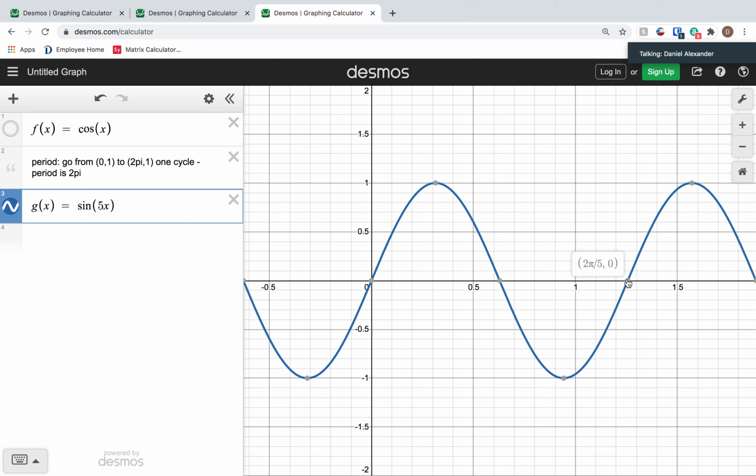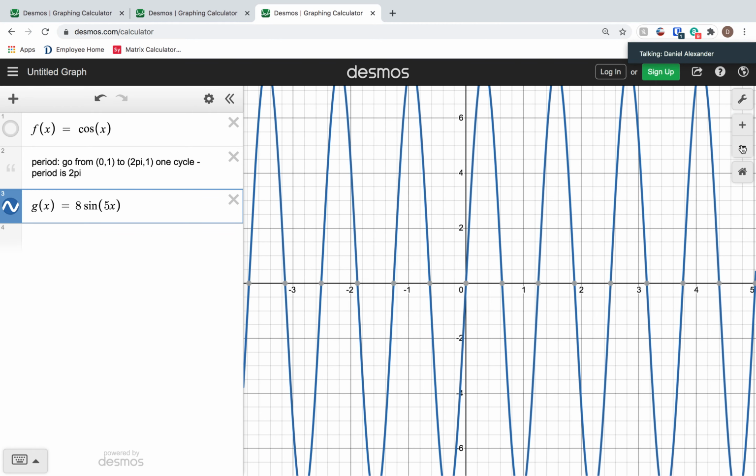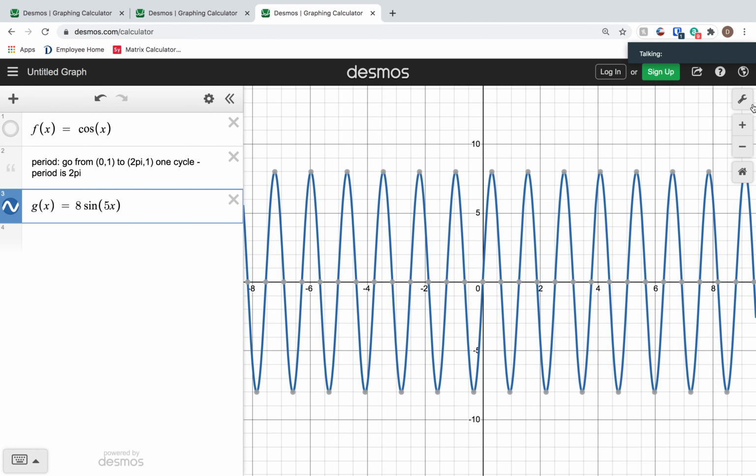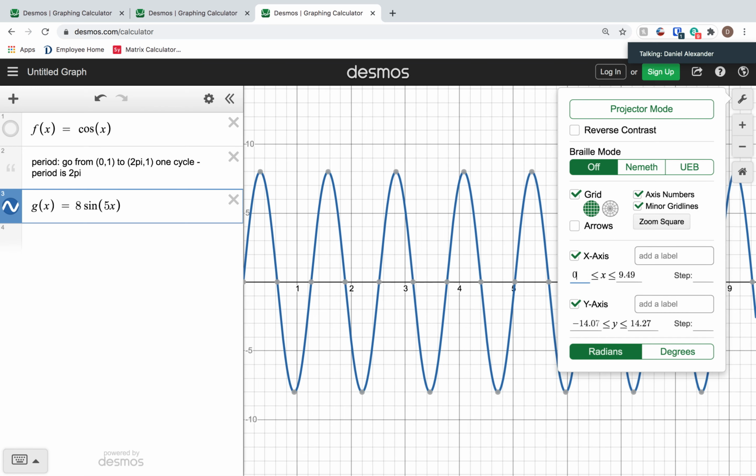Notice 2 pi over 5, 3 pi over 10 minus 1, pi over 5, 0. It's exactly what I got before. And now I'm going to multiply this by 8, and then I have to shrink a little bit to get it. Okay, and again, I'm going to look at the x-axis just to get a better picture.